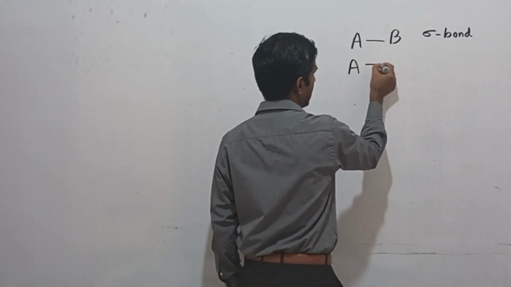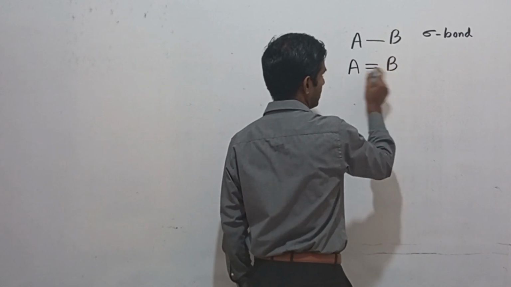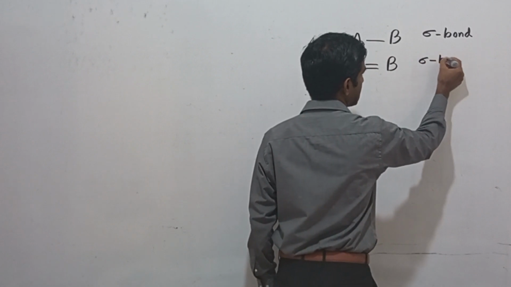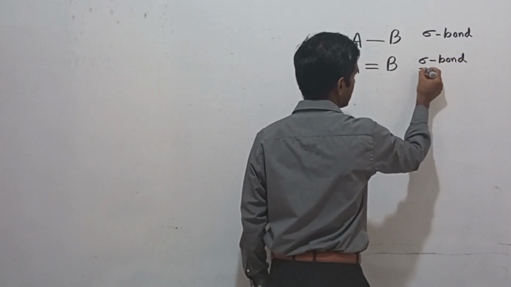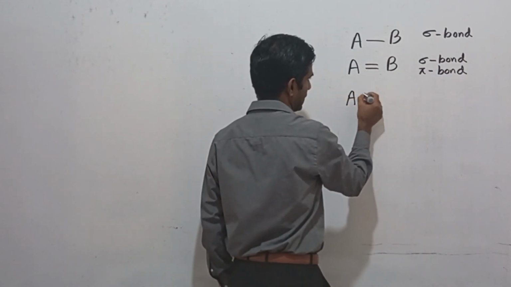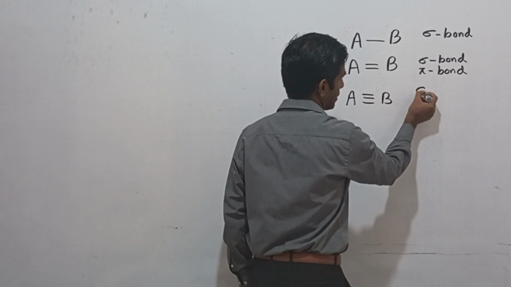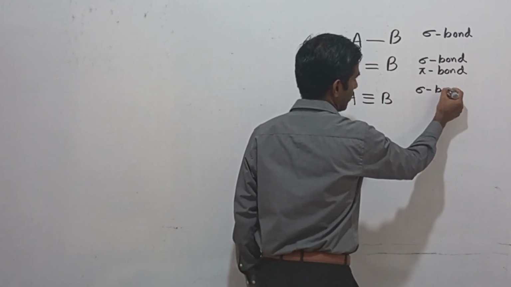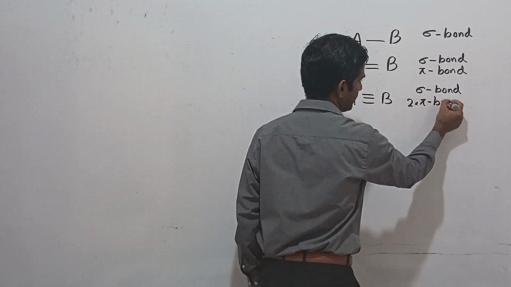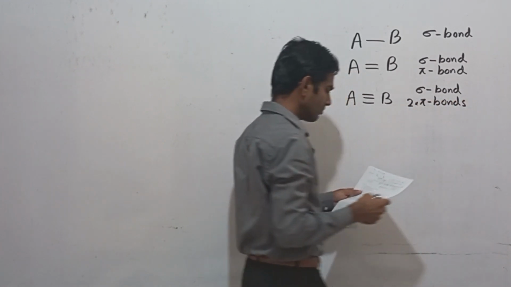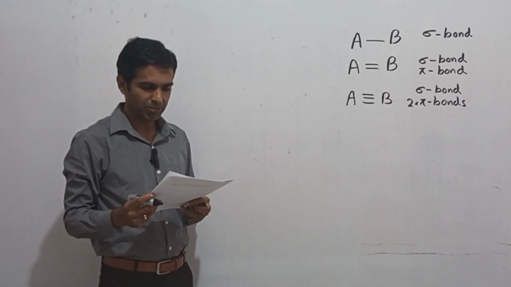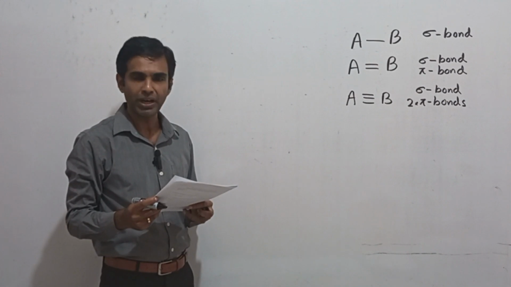Then if there are two bonds, that means a double bond between two atoms, one bond is a sigma bond, the other bond is a pi bond. Then what about a triple bond? One bond is a sigma bond and there are two pi bonds. First statement is incorrect. Second one, lateral overlapping of hybrid orbitals form pi bonds.